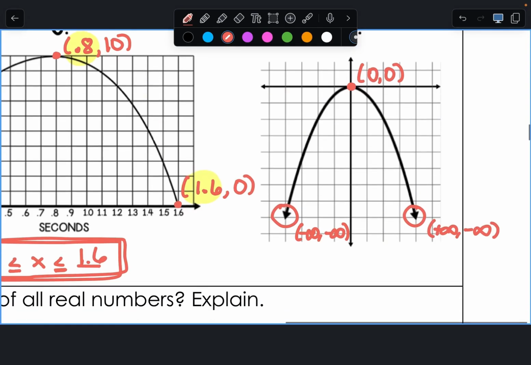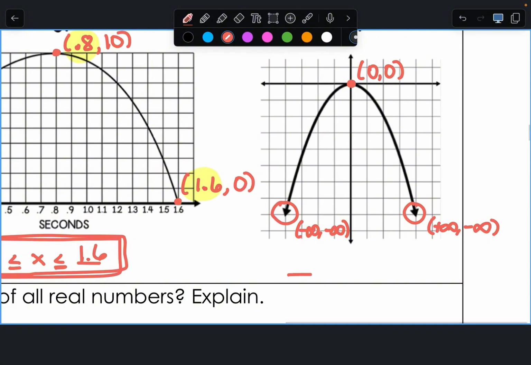Since we're only looking for the domain, put an x in the middle. What's my smallest x value? Negative infinity. What's my highest x value? Positive. Okay, so that means that this one is all real numbers.